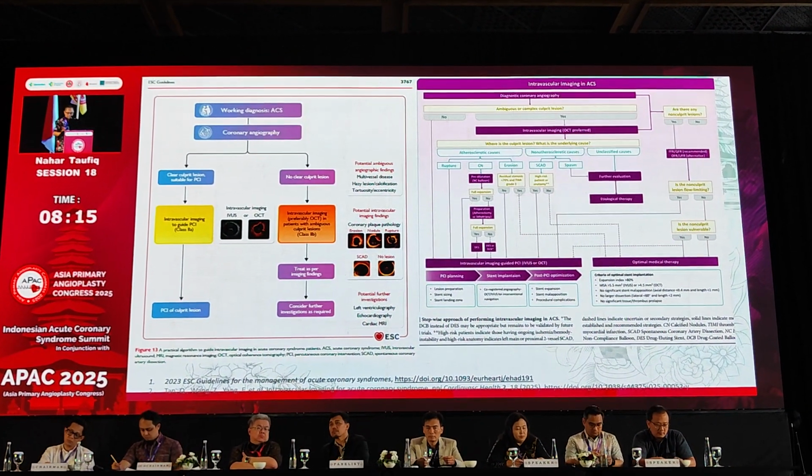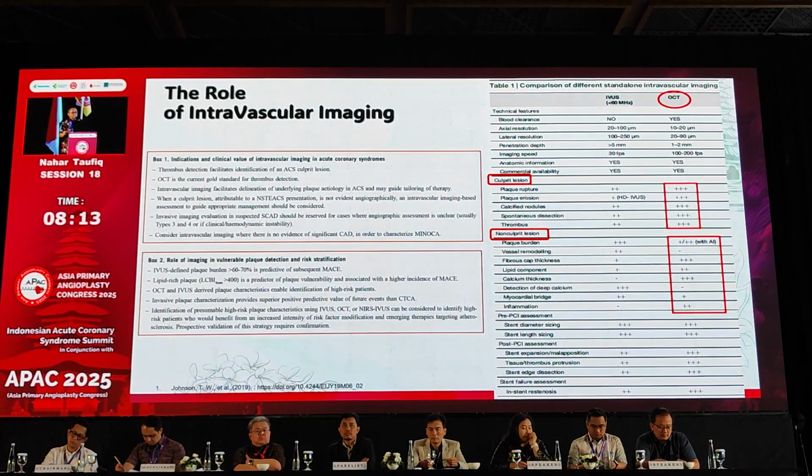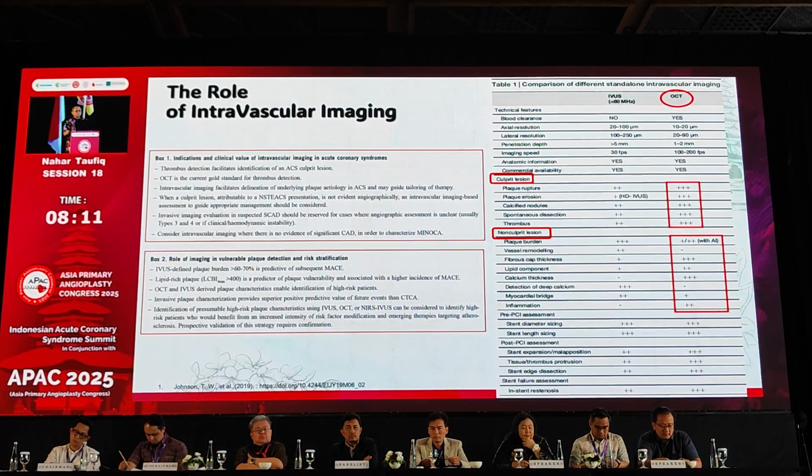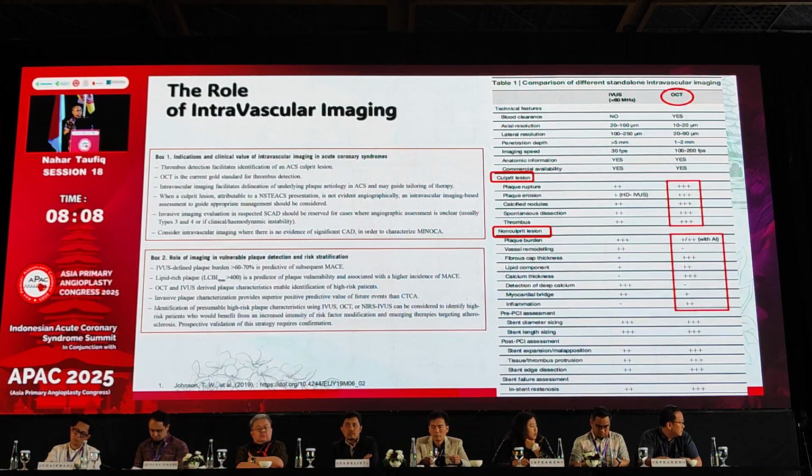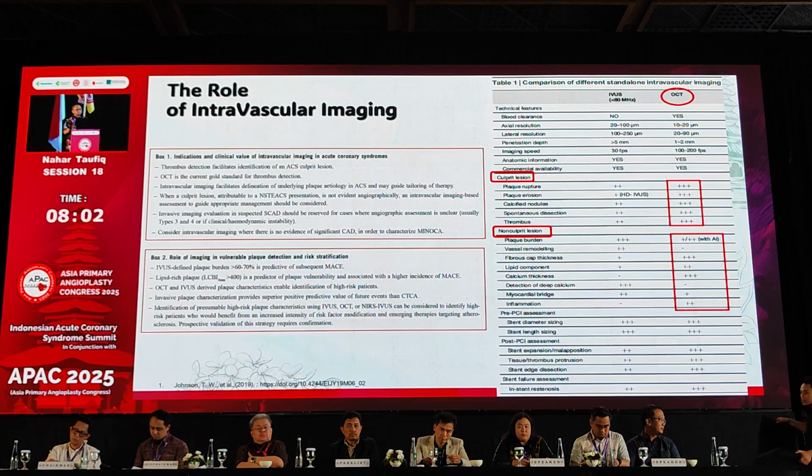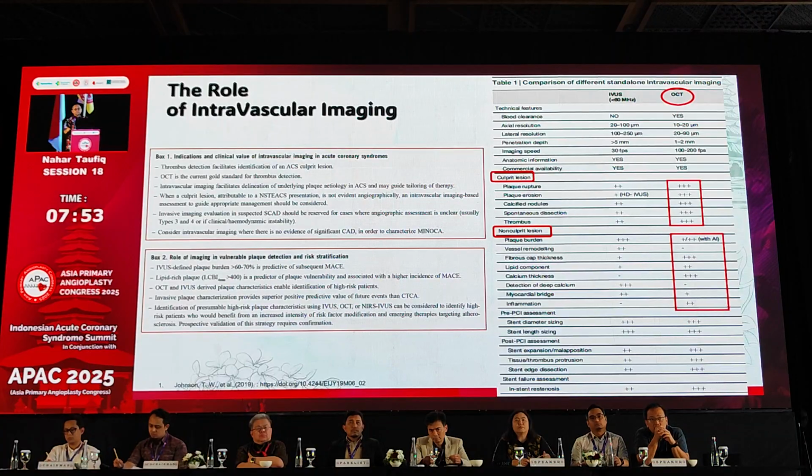It is in the guidelines. In the role of intravascular imaging in acute coronary syndrome, we know there was a thrombosis. So thrombus detection we can see by intravascular imaging, and OCT is the best for evaluating whether there is any thrombus or not, in the culprit or non-culprit. And sometimes we have to identify the plaque.